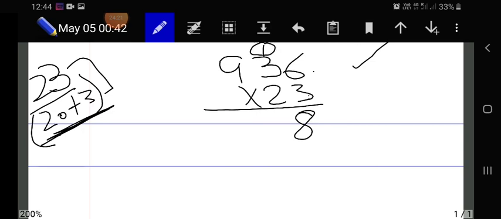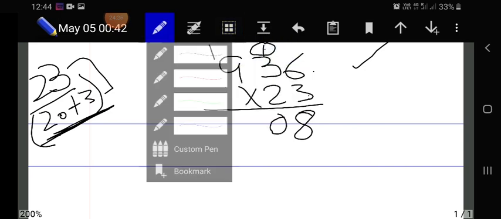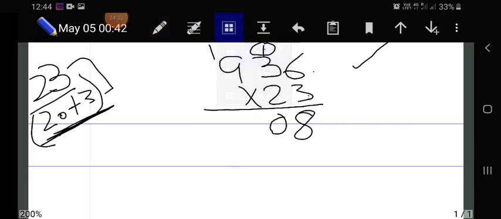Carried 1. 3 3s are 9 plus 1, 10. 0 is here and 1 is carried to the next number. Okay, now 3 9s are 27 plus 1, 28. So the answer is 2808.